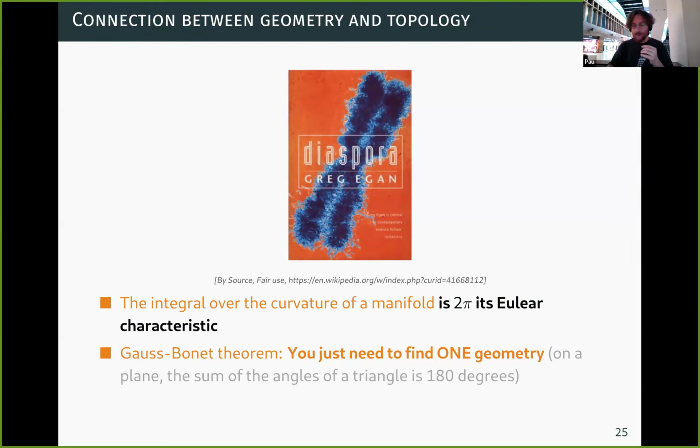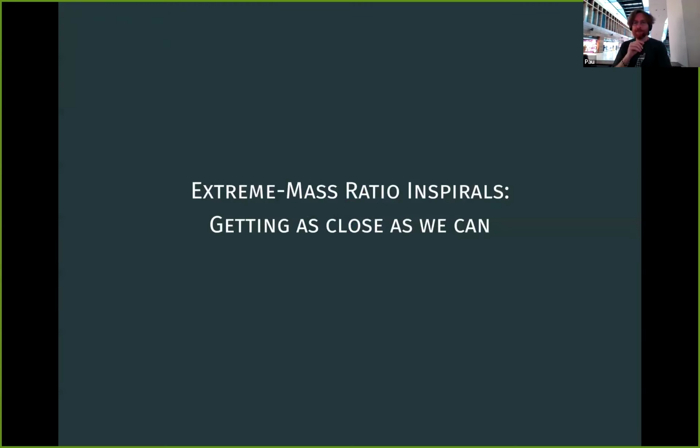There is one point with this, namely that the Gauss-Bonnet theorem is for 2 dimensions, and we need 3 dimensions here. There are extensions to 4 dimensions, etc., but we need 3 dimensions, and the extension is not true. Anyway, so, extreme mass ratio inspirals.